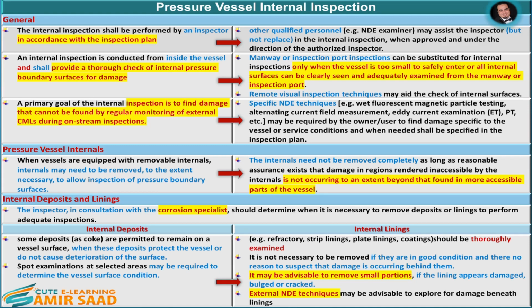Internal linings, for example refractory, strip linings, plate linings, and coatings, should be thoroughly examined. They do not need to be removed if they are in good condition and there is no reason to suspect that damage is occurring behind them. It may be advisable to remove small portions. If the lining appears damaged, bulged, or cracked, external NDE techniques may be advisable to explore for damage beneath linings.